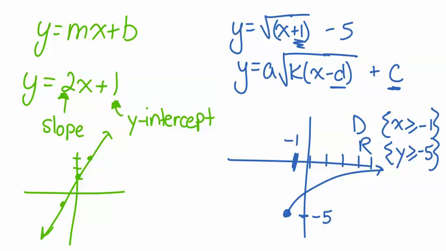So you kind of want to figure out your critical point. In a parabola, that's the vertex. In a square root function, that's this point here where the graph is starting.